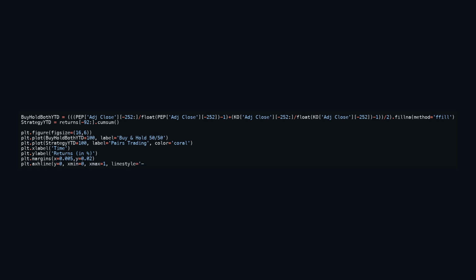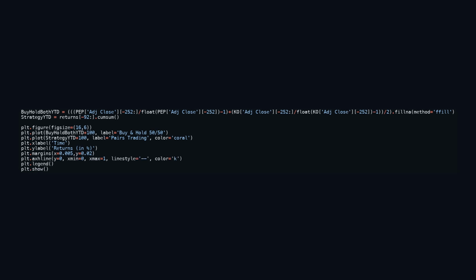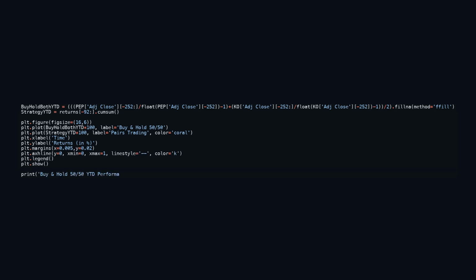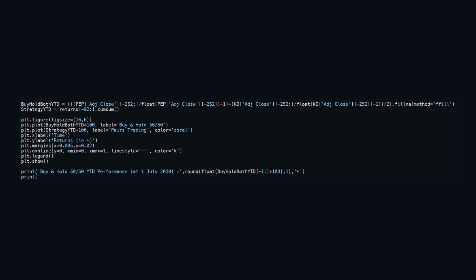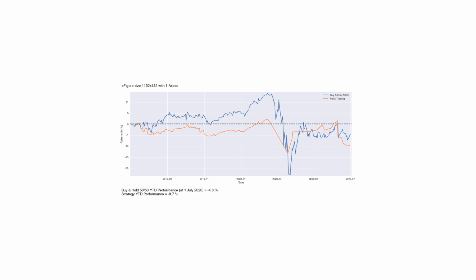For the pairs trading strategy, cumulative returns are calculated from a returns variable over the last 92 trading days. The plotting section displays both strategies' performances as percentage returns over time, with properly labeled axes and a reference line at 0. A legend distinguishes the two strategies, and the final performance metrics, rounded to one decimal place, show how each strategy performed as of July 1, 2020.